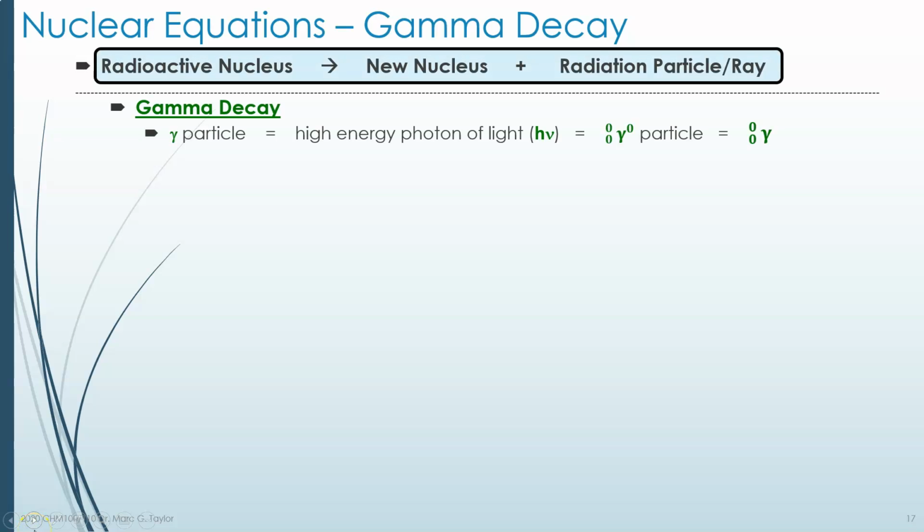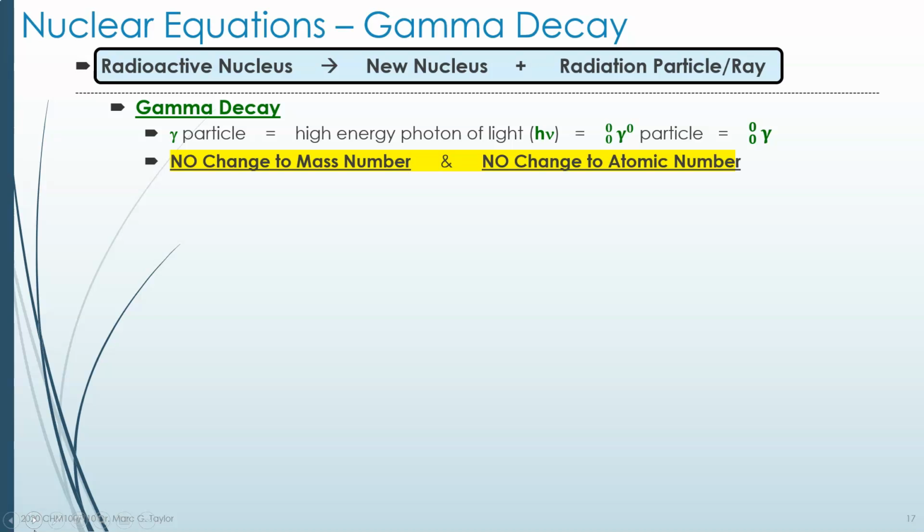Let's look at the gamma decay. A gamma particle, or a gamma ray, is merely a high energy photon of light. We can abbreviate it as h nu, or just call it gamma. I would prefer you call it gamma for now. And just remember that it's not going to affect the mass number, so that's 0, and it's not going to affect the atomic number, that's 0. And it also has a charge of 0. You don't need to write the charge, but it's just there to remind you.